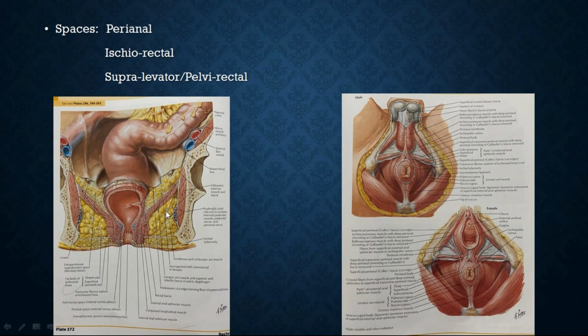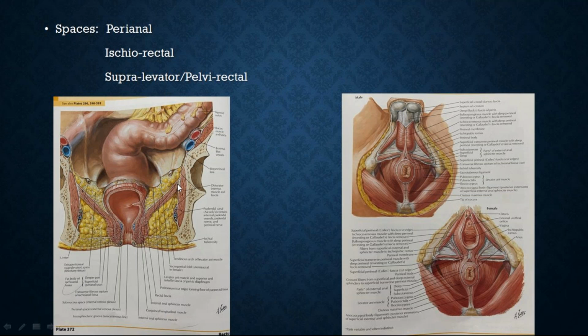Whenever an abscess forms within the ischiorectal space, it may trickle up into the supralevator space, or from the supralevator space the pus may come through. Here there is a hiatus. I have told you, at the apex there is a hiatus.